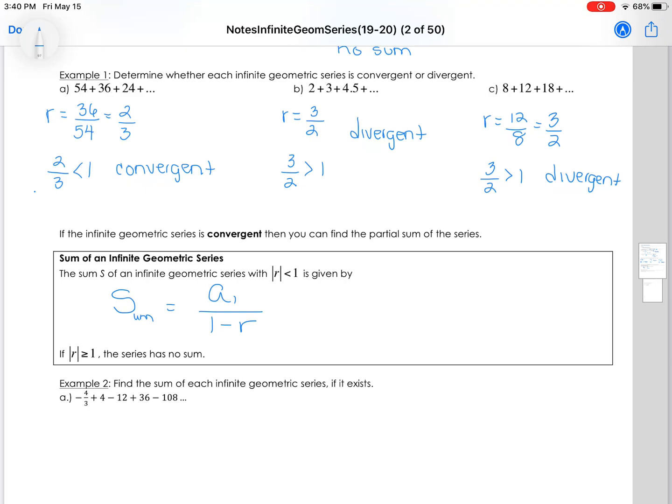But the key is you have to make sure that you first identify whether it's convergent or not, because if it's not, you just stop.